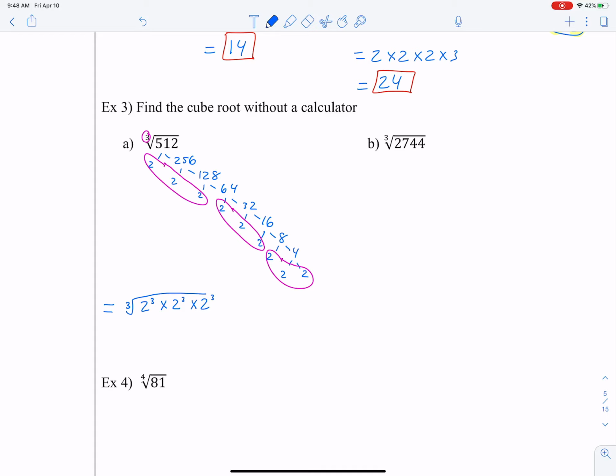Okay. And now any number under our root sign that matches the index is going to cancel out, so it can be moved out of the root. So here, match, match, match. All of these are matches. So we can say that this and this cancel, and we get 2 times 2 times 2. And when we multiply that together, it gives us 8. So for this question, our final answer is 8.